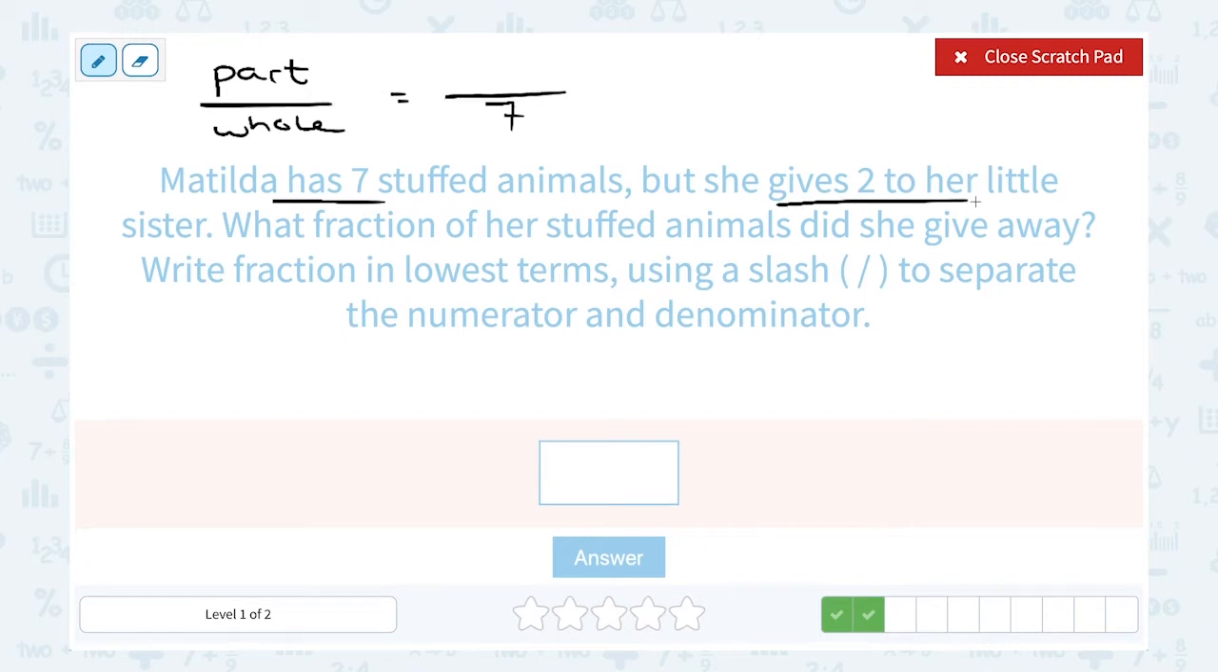And she gave 2 to her little sister. So if we're trying to figure out the fraction she gave away, well, she gave away a part that represented 2 of them out of a total of 7. So she gave away 2/7. And always check to see if you can simplify. Is there a number bigger than 1 that goes into 2 and 7? No, so that's already in lowest terms.